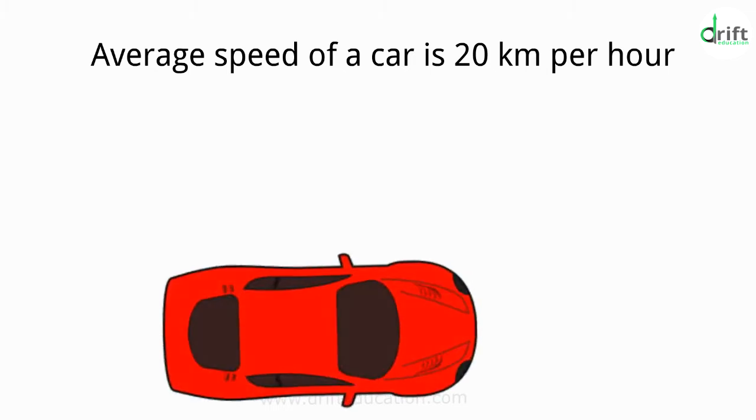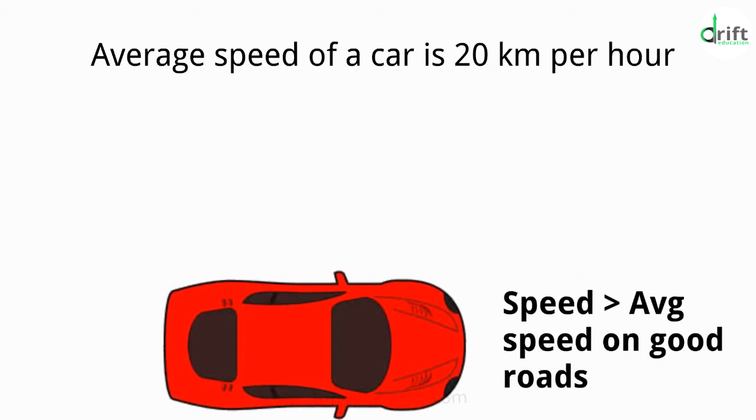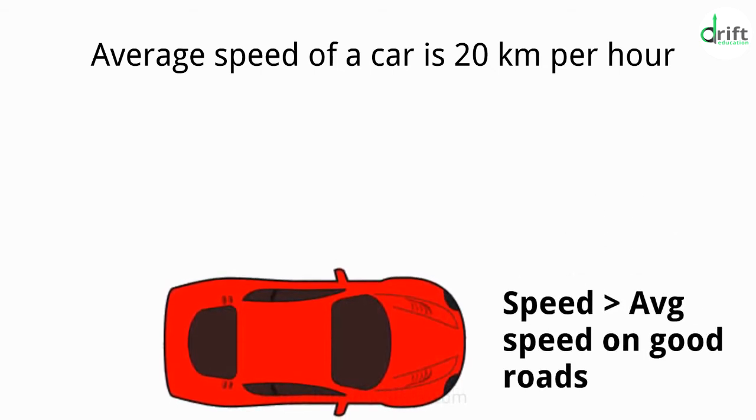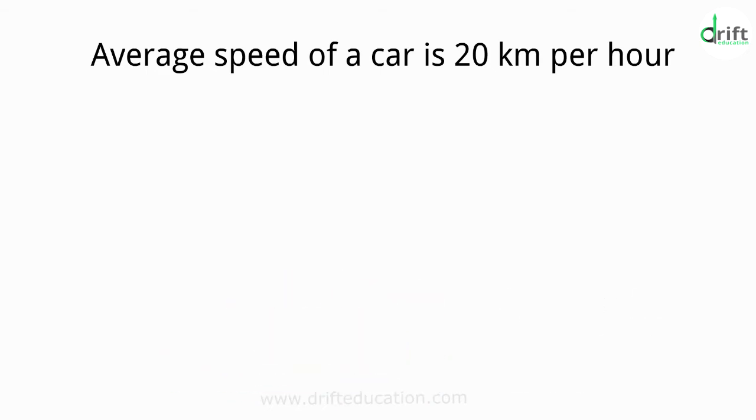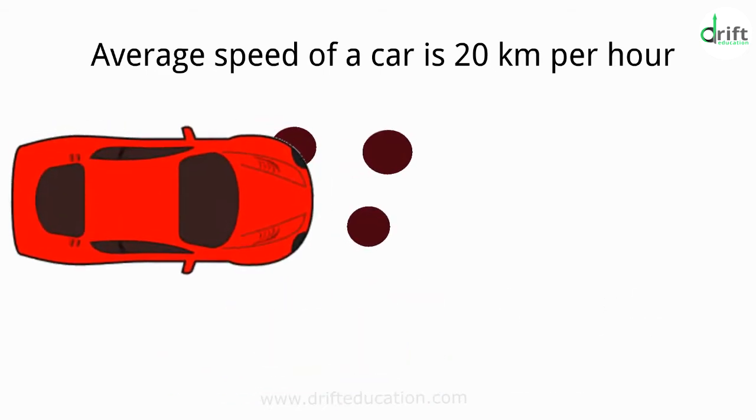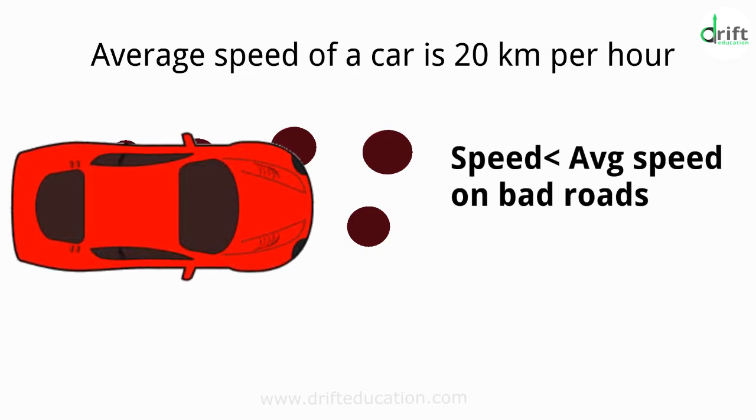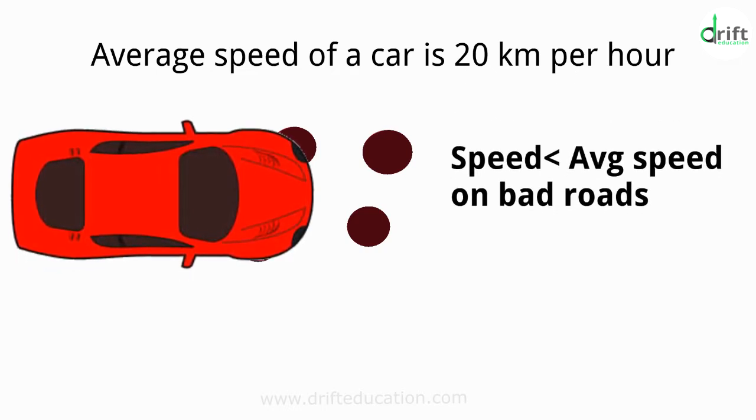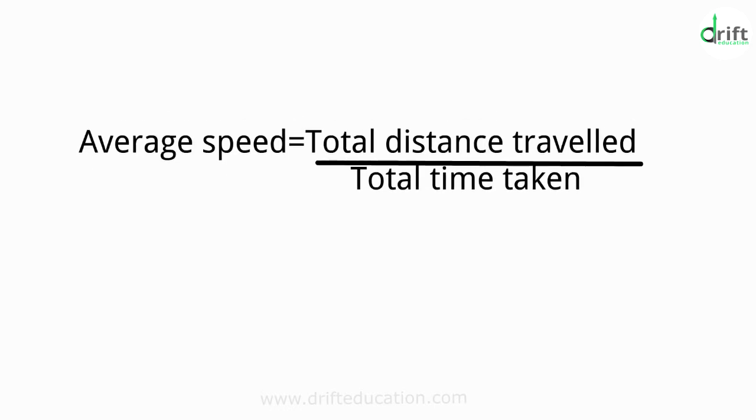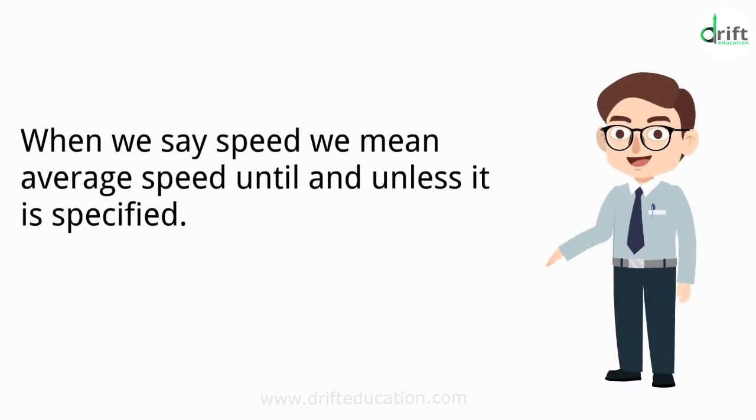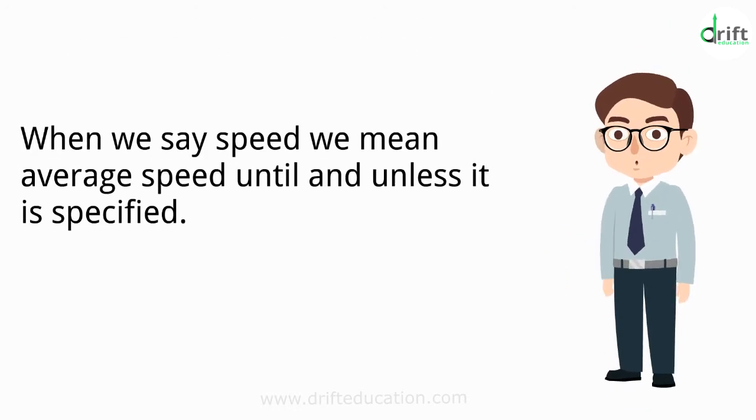When the road is straight, flat and free, the speed may be much more than 20 km per hour. But on bends, that is curved roads, hills or in crowded areas, the speed may fall well below the average value. We should remember that average speed equals total distance traveled by total time taken. Whenever we say speed, we mean average speed unless it is specified.